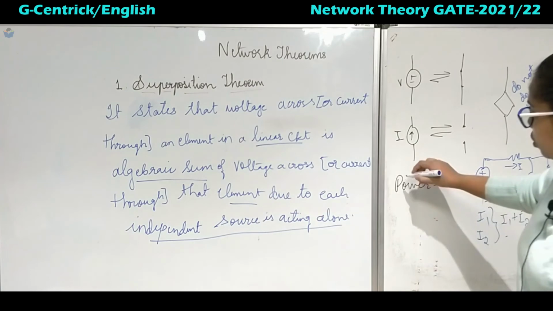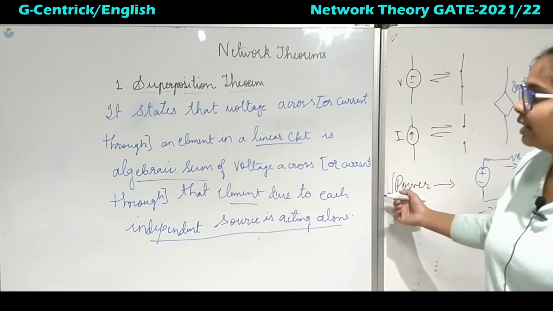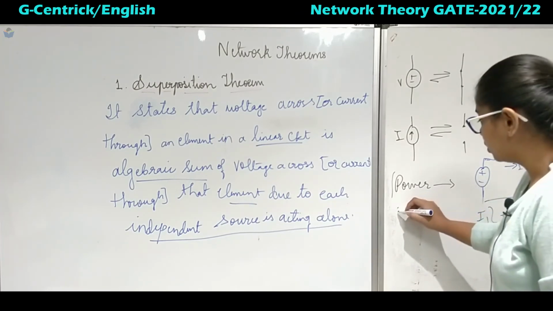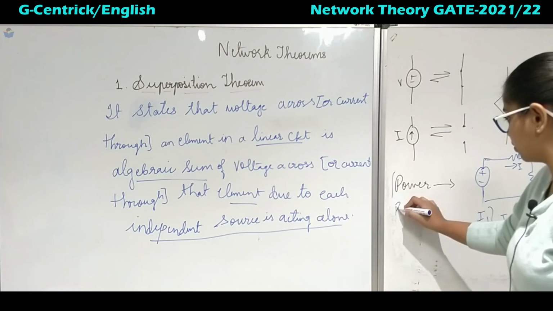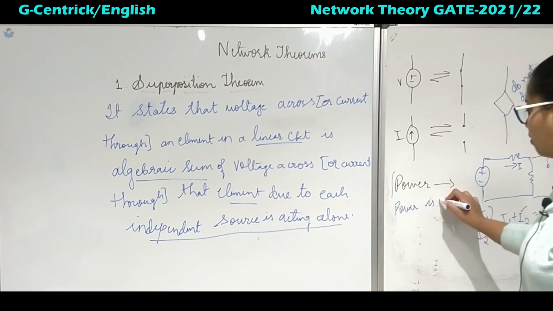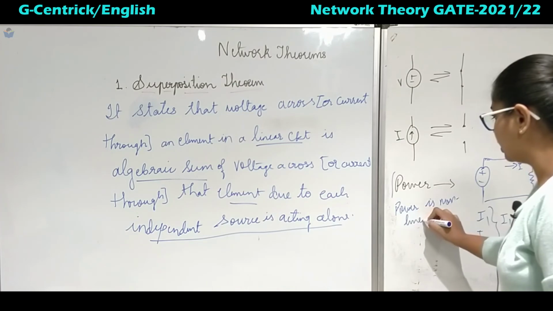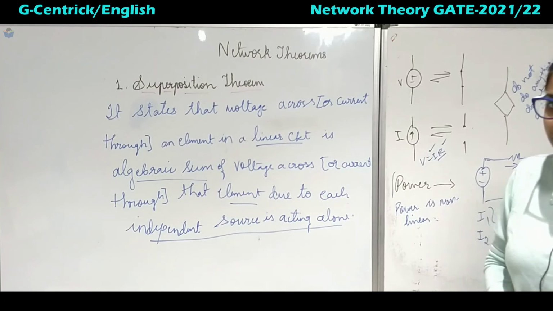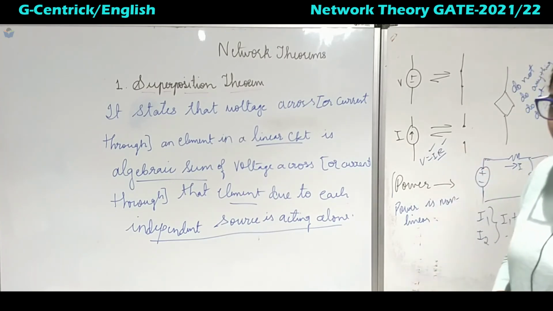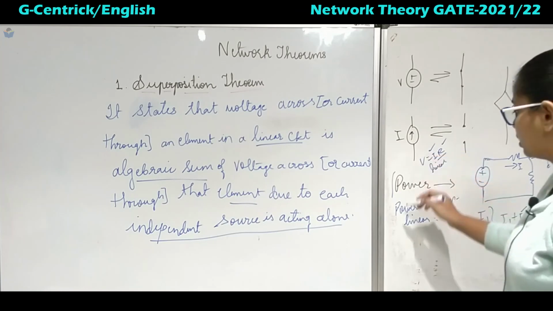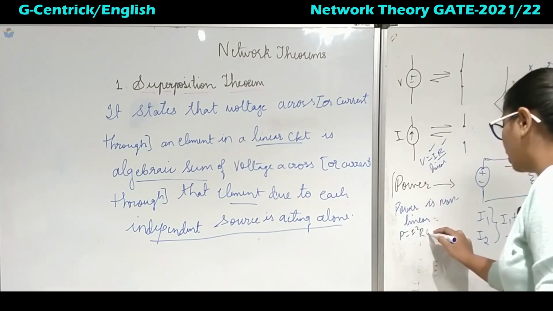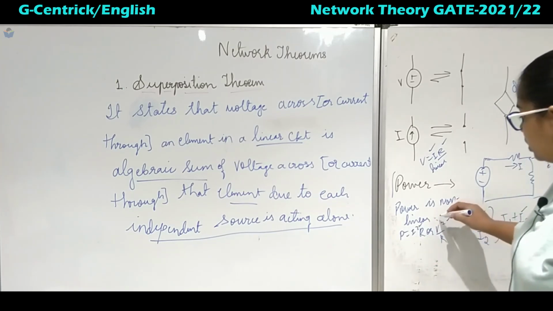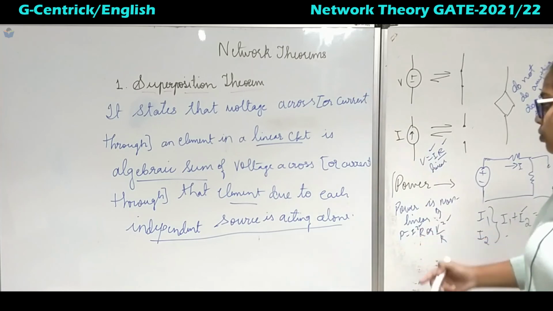There was one more concept left in the linearity concept, that is power. It is not applicable for the linearity property because power is non-linear. Why is it non-linear? If you see V equal to IR, you have individual terms, with no square or quadratic terms, so it is linear. Now in terms of power, if you take I square R or V square by R, it will be quadratic, so it is non-linear, hence you cannot apply the superposition theorem.